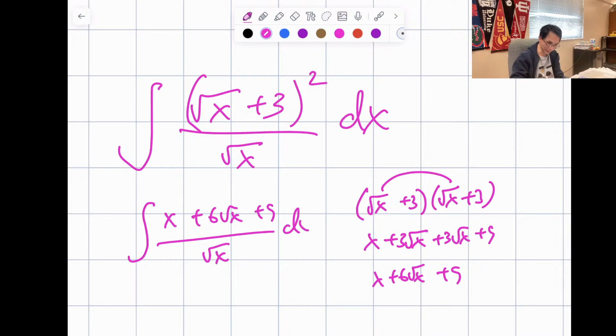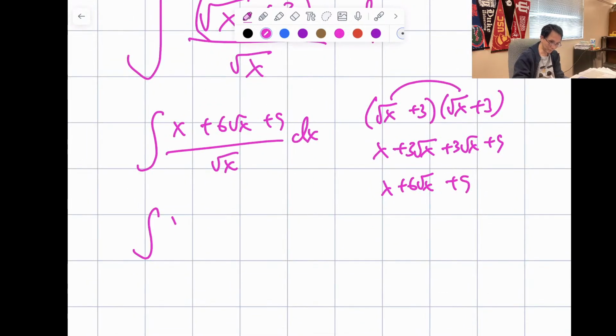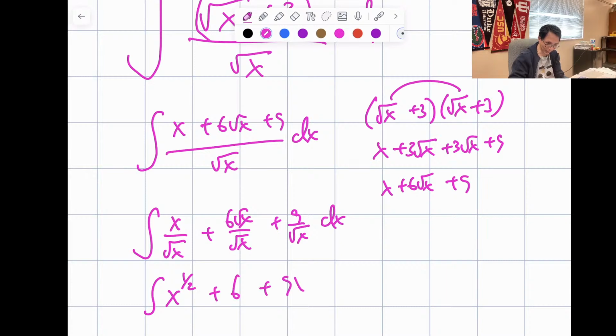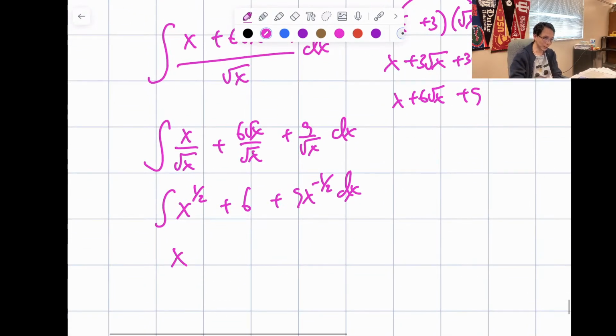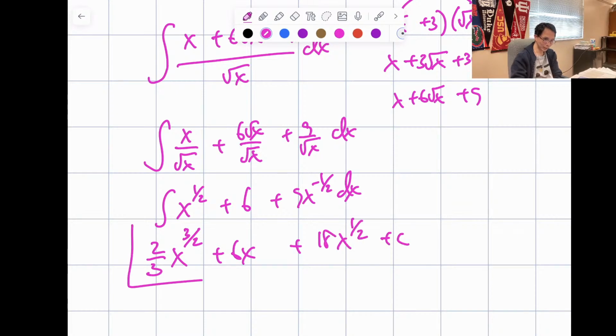What can I do next? Yep. I already told you guys this is a very useful situation. And I can simplify this. That's going to be the integral of x to the 1/2 plus 6 plus 9x to the negative 1/2 dx. Now realize I did not take the integral. I only did the algebra. So this is going to be x to the 3/2 times 2/3, plus 6x plus 18 x to the 1/2, plus c. And that's my result.